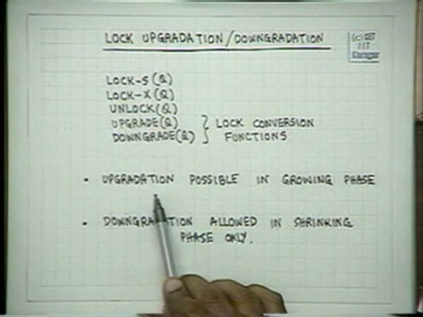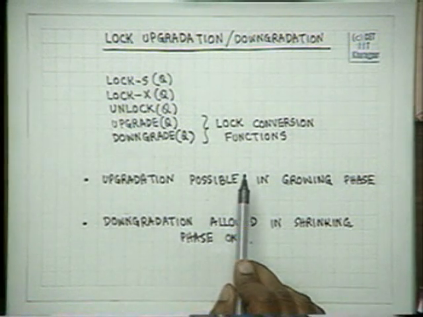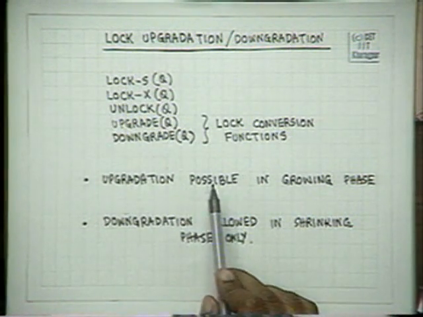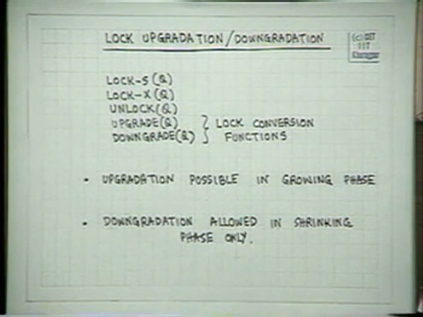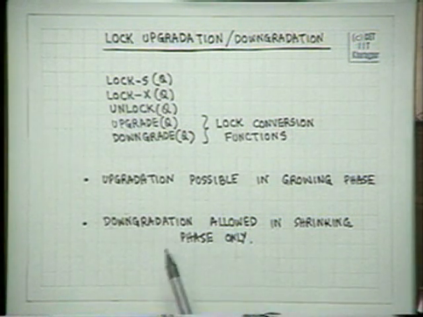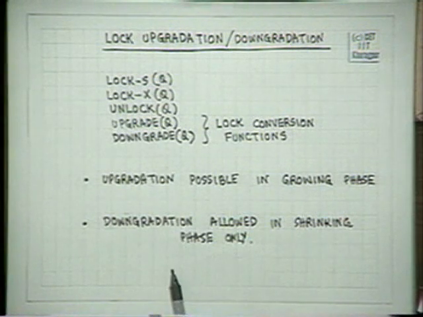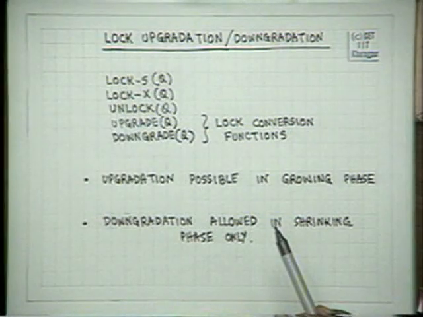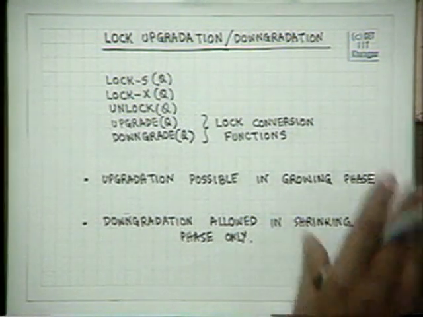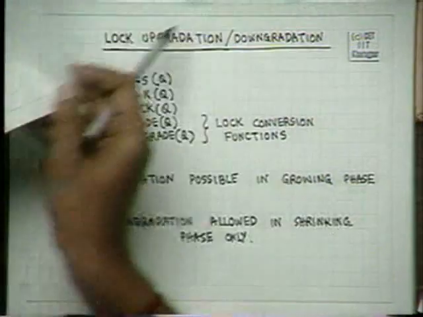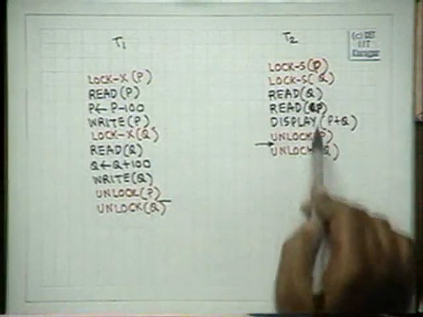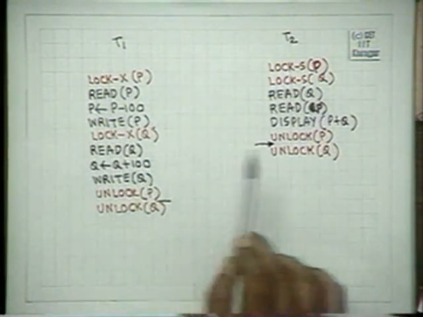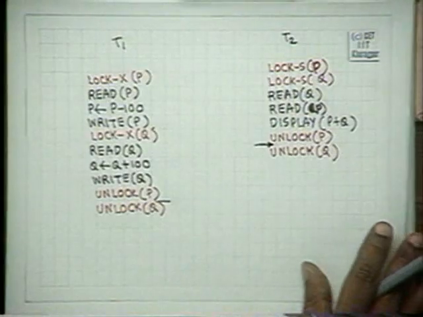That is, we allow lock conversion from shared to exclusive only in the growing phase when we acquire locks, and when we release locks we allow downgradation. We do not allow downgradation in the beginning. Then we will fall into the same problems of conflict serializability which we got into earlier. Now let us see how we modify the previous two-phase protocol program, the correct two-phase protocol program.